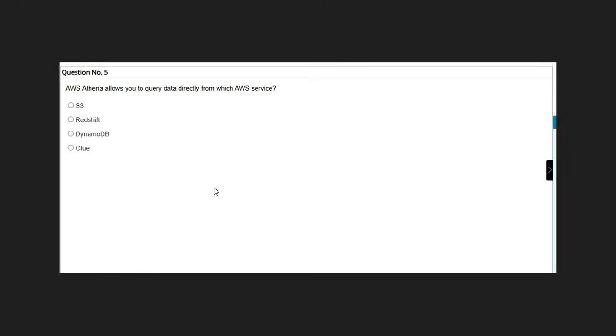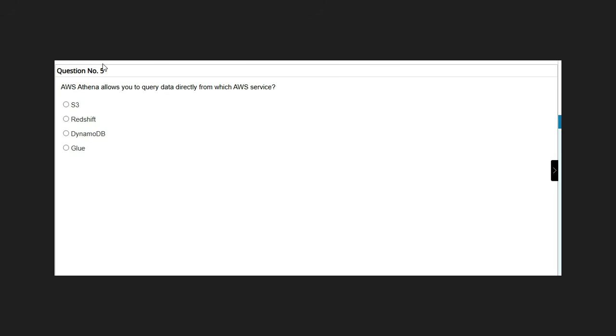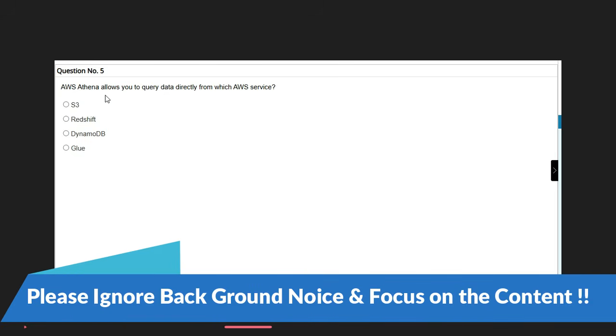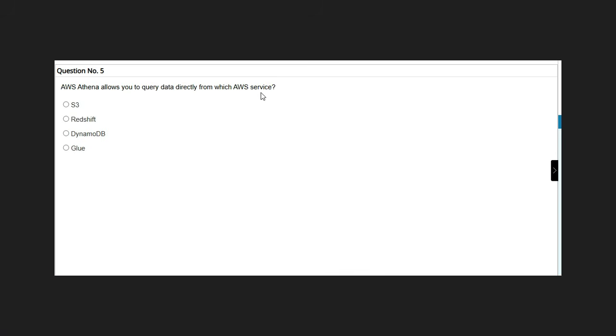So question number 5, most important question. AWS Athena allows you to query data directly from which AWS service? Option A, S3, Simple Storage Service. Option B, Redshift. Option C, DynamoDB, and option D, Glue. So the right answer is S3, Simple Storage Service.